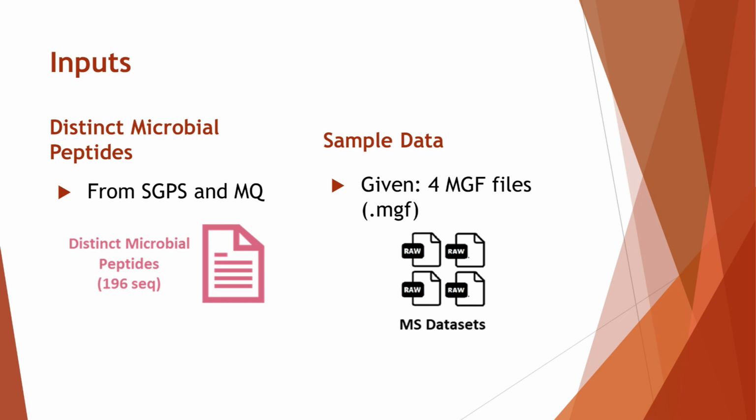From Module 2, we obtained a list of distinct microbial peptides. These have been filtered to exclude human and contaminant peptides and grouped to retain distinct confident microbial peptides. This list will go into PepQuery 2. We have also provided the same 4 example datasets that were analyzed by LC-MS-MS as MGF files. These datasets will also go into PepQuery 2.